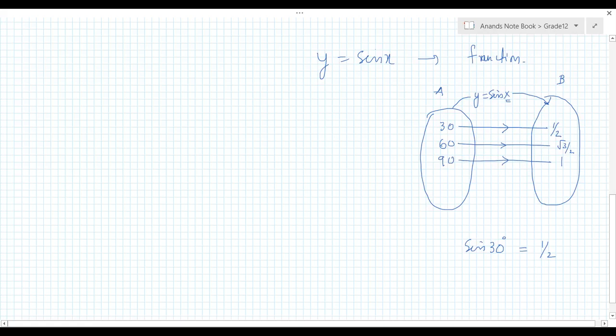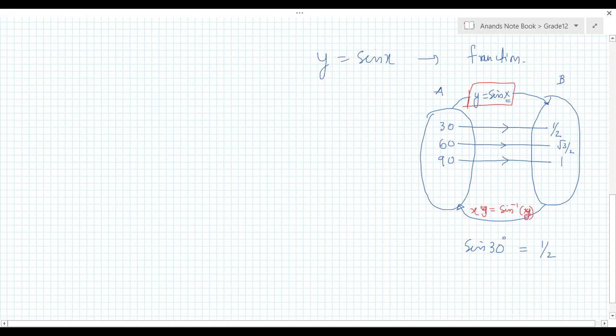So now the question is, if you want to find the inverse of this trigonometric function, y is equal to sine x, you want to find the inverse of that. Okay, so let that now be y is equal to sine inverse of x. Or you can say x is equal to sine inverse of y.